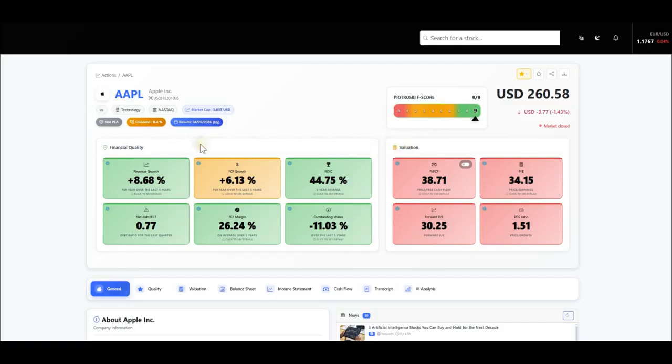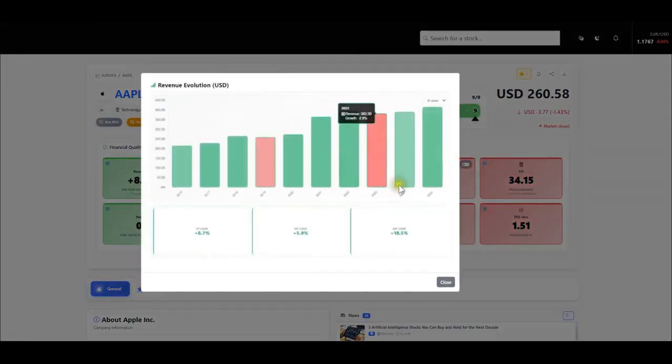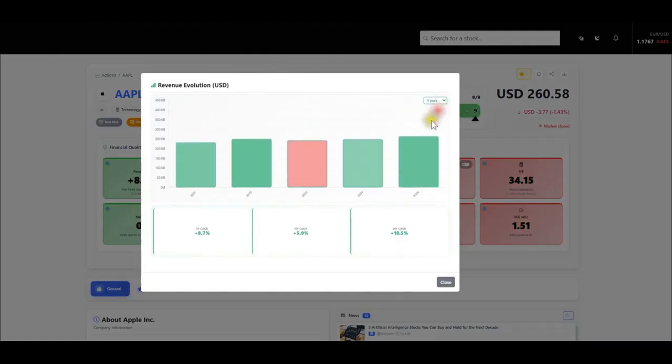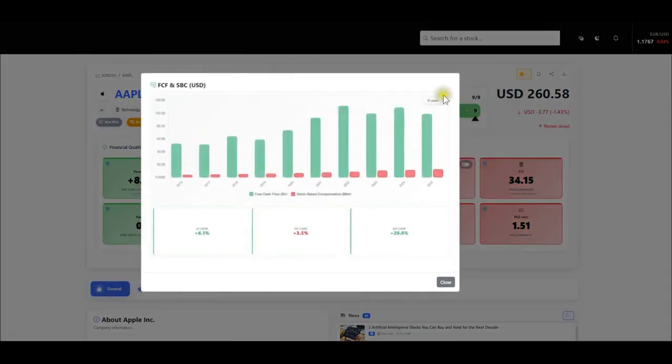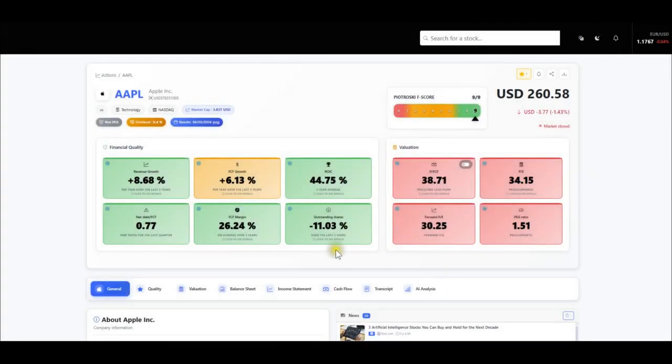Each criterion is illustrated using a three-color code: green, yellow, red, ranging from good, green, to poor, red, with yellow representing average. Regarding the 6 financial quality criteria, the first is revenue growth. By clicking on it, you can observe its evolution over different periods ranging from 5 to 20 years, allowing you to visualize revenue growth trends. The same principle applies to free cash flow, with stock-based compensation, SBC, integrated and also displayed here.